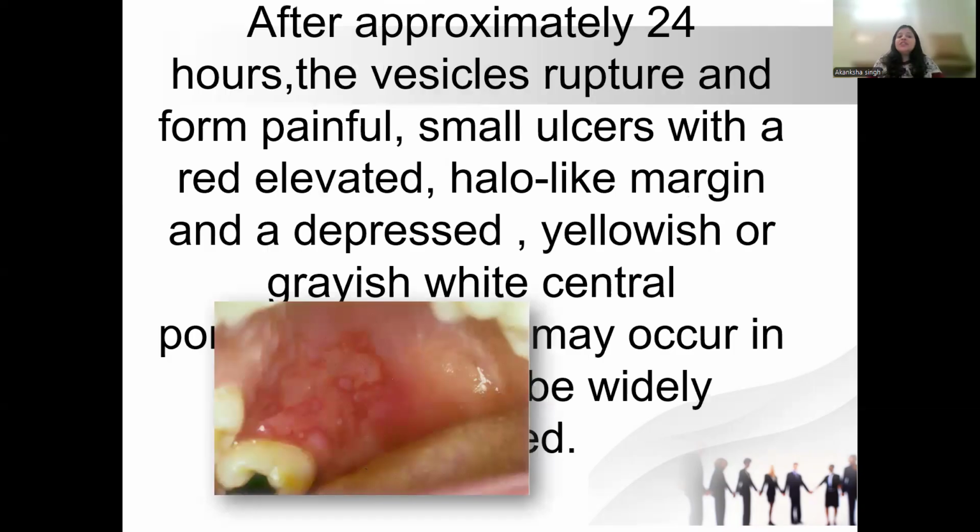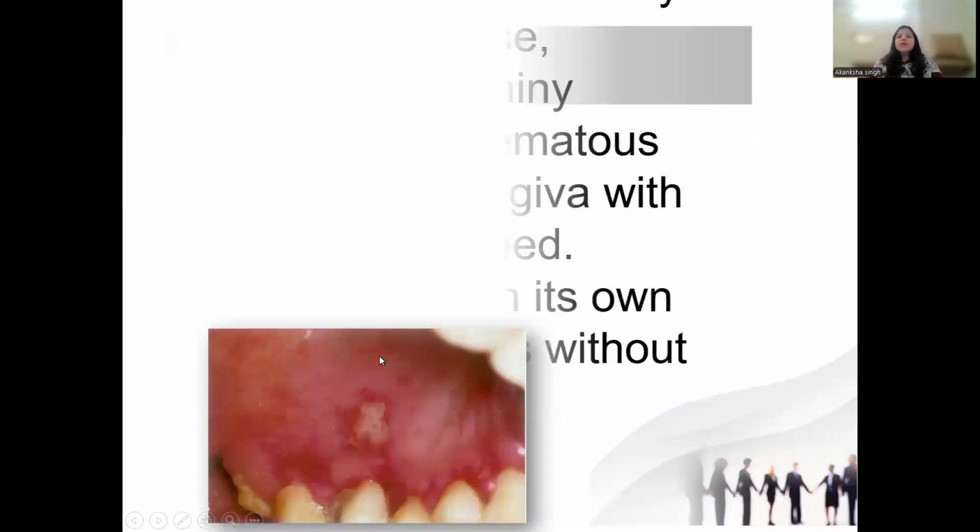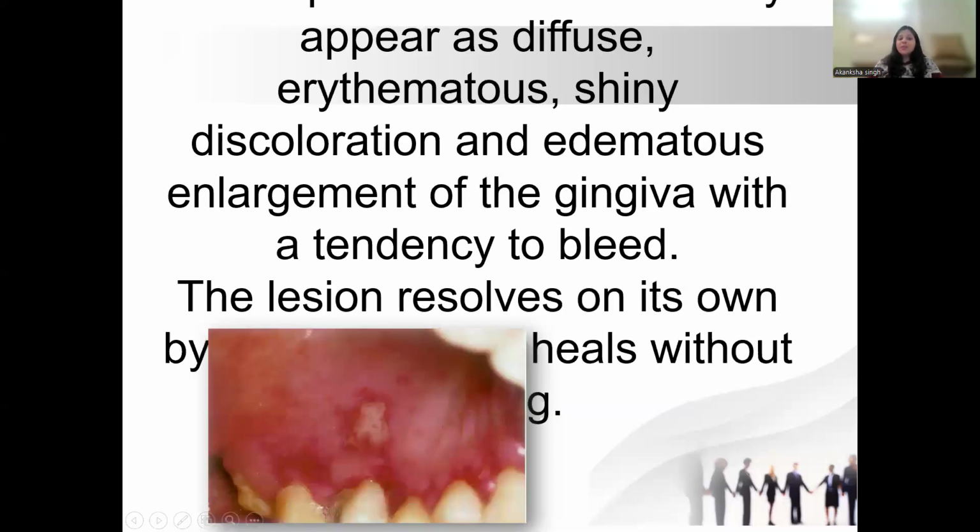After approximately 24 hours, the vesicles rupture and they form painful small ulcers which are red, elevated, with a halo-like margin and a depressed yellowish or grayish white central portion. They also appear as diffuse erythematous cyanotic discoloration and edematous enlargement of the gingiva, and they have a tendency to bleed. But most important, in most of the cases of acute herpetic gingivostomatitis, the lesion resolves on its own.